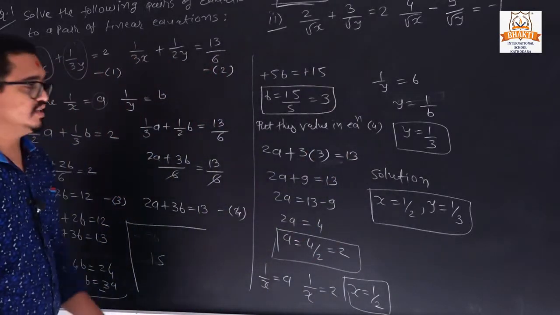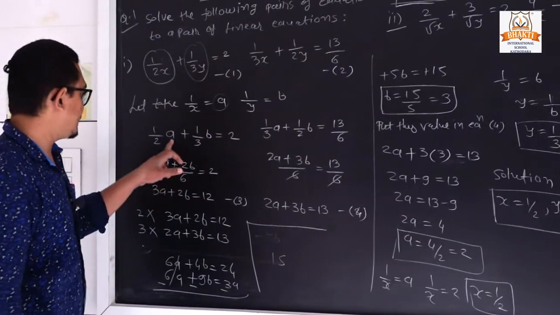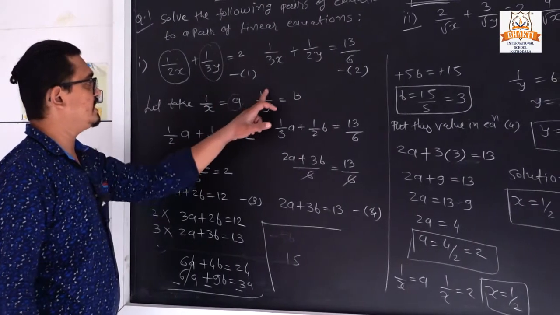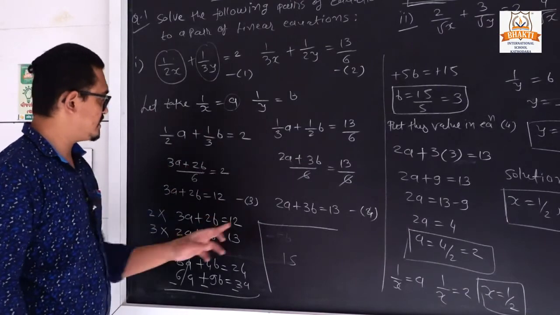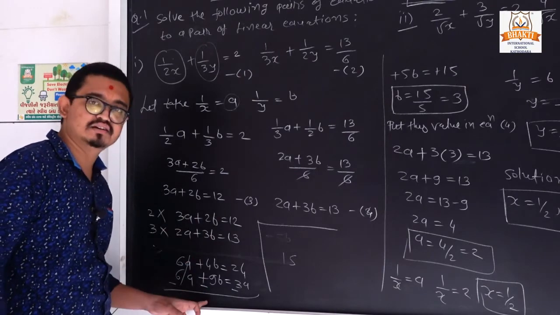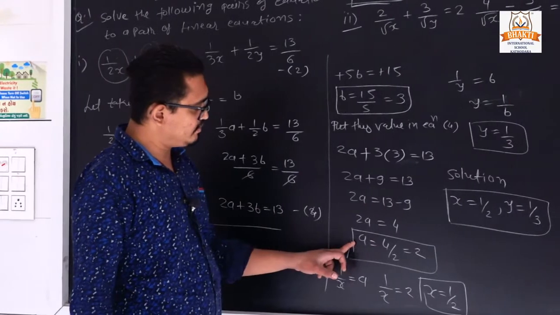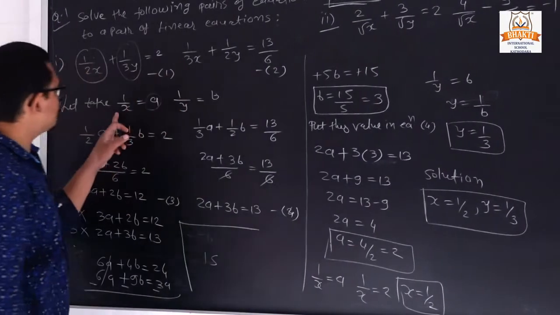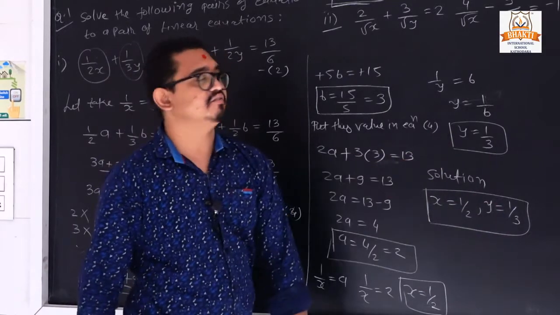Clear? So in this method, how can we start? By assuming. We can assume 1 upon x is equal to a and 1 upon y is equal to b. Then we can simplify both equations into a and b form. Then solve by using elimination and find the value of a and b. After finding the values of a and b, put them in our assumption, so we can find the value of x and y.